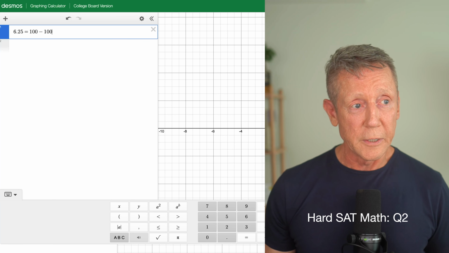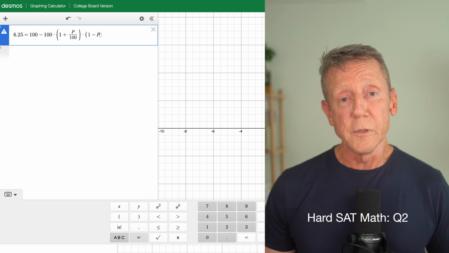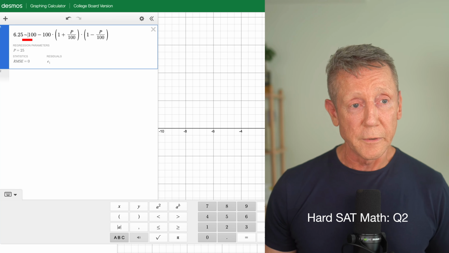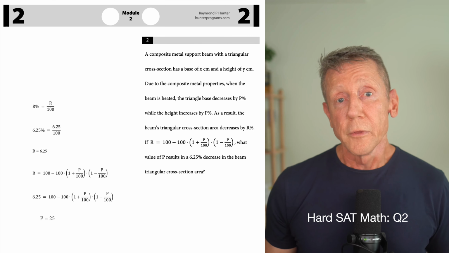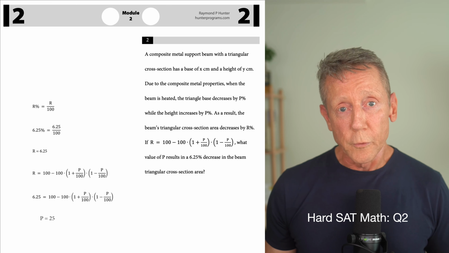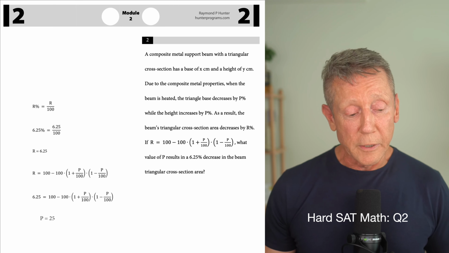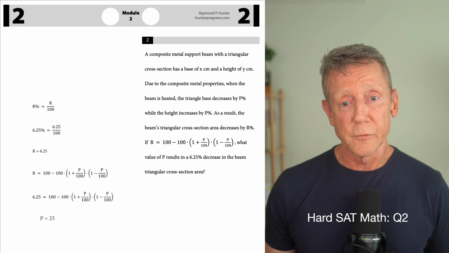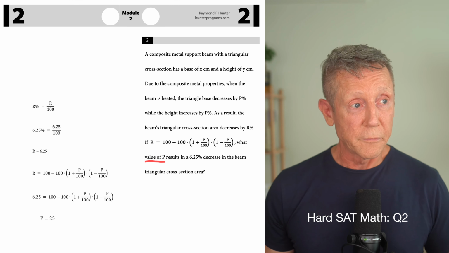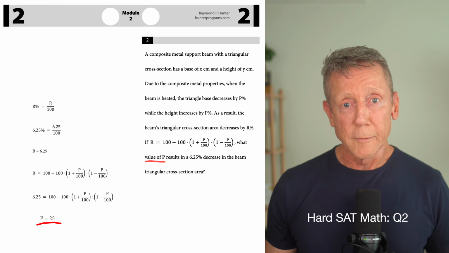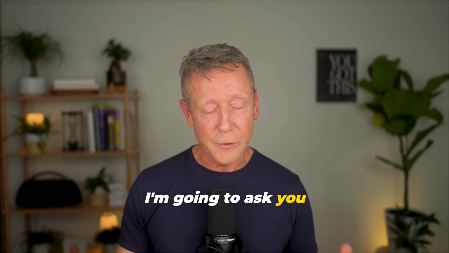So here I'm typing it in, and then don't forget to use a tilde instead of the equal sign, and there's my answer, 25. The final step, as always, is to reread the final part of the question and make sure you're giving it back exactly what they're asking for. What do they want? They want P. What did I find? I found P. Good, we're done.